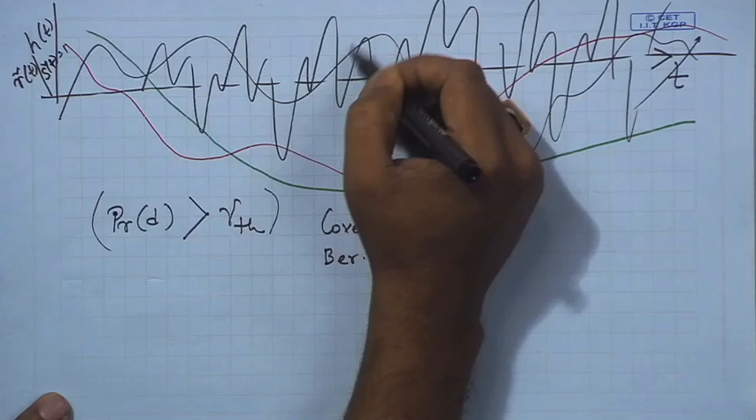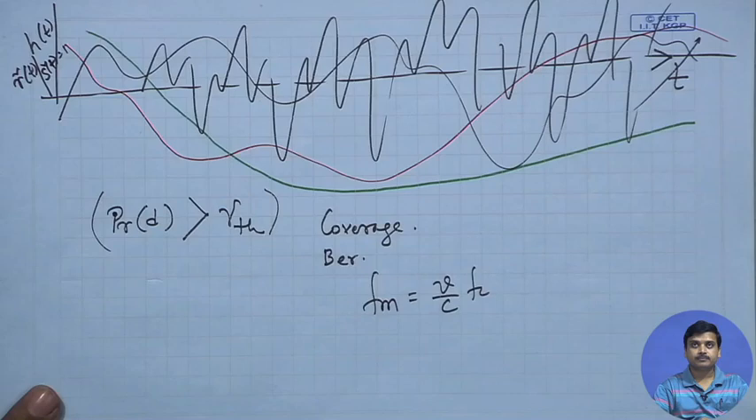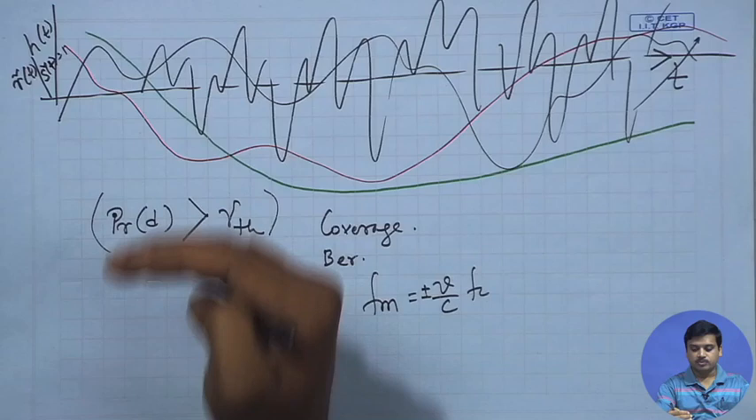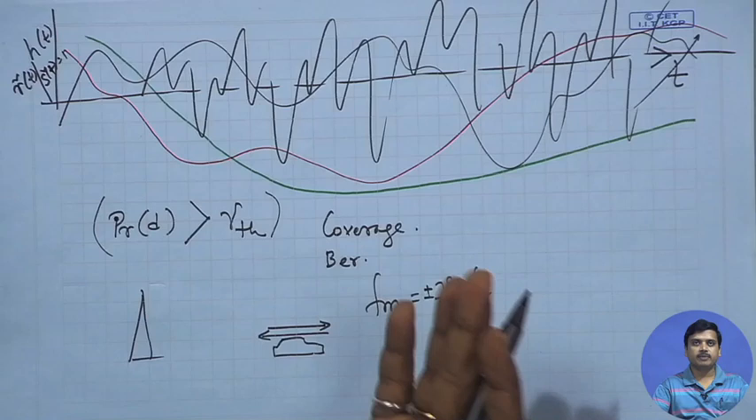The maximum rate of fluctuation, we have already defined as f_m, which is equal to v by c times f_c. This could be plus or minus depending upon whether the vehicle is approaching the tower or moving away from it. So, if there is the tower and the vehicle is going away, it is minus f_m. If it is going towards the tower, it is plus f_m. So, there is a span of plus minus f_m present in this situation.